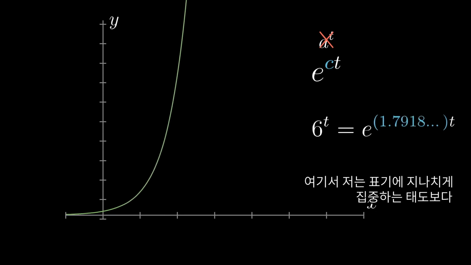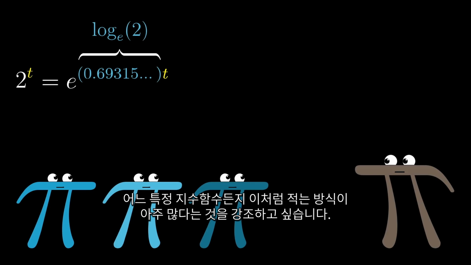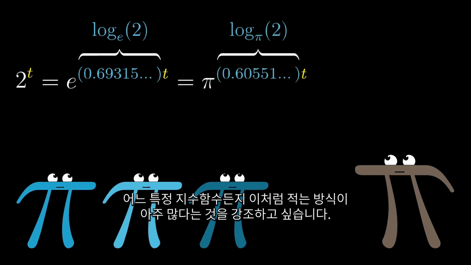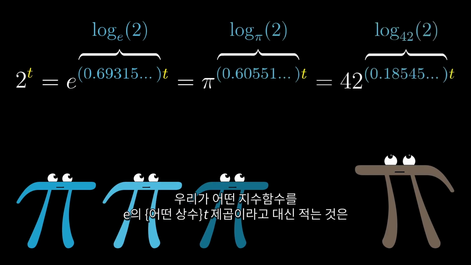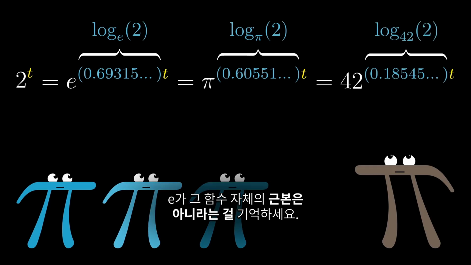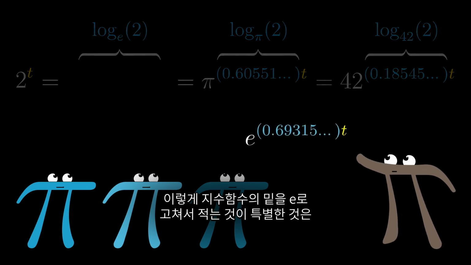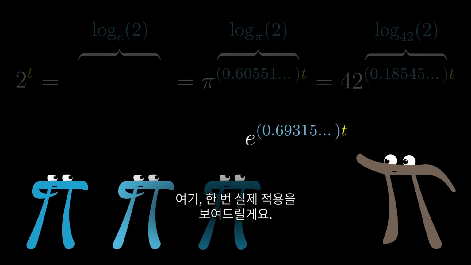At the risk of staying over-focused on the symbols here, I really want to emphasize that there are many, many ways to write down any particular exponential function. And when you see something written as e to some constant times t, that's a choice that we make to write it that way. And the number e is not fundamental to that function itself. What is special about writing exponentials in terms of e like this is that it gives that constant in the exponent a nice, readable meaning. Here, let me show you what I mean.